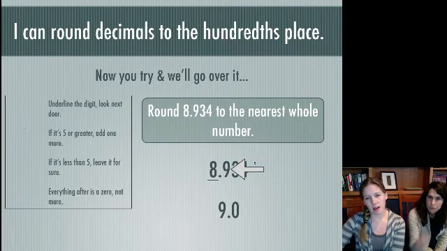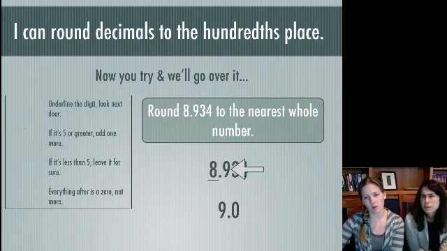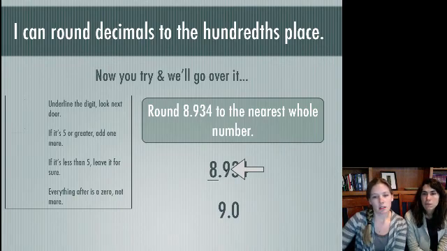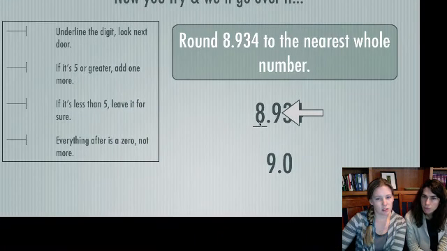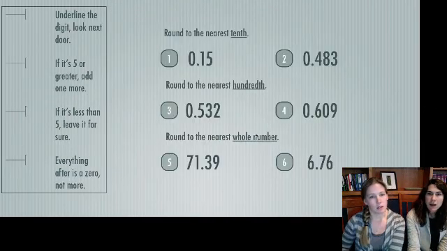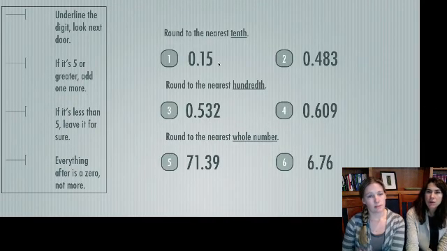Notice that the 9, the 3, and the 4 are all gone now. You don't even have to worry about those. This number could be hugely long. It could be infinite. It could be pi, 3.14, blah, blah, blah. It goes on forever. And if it says to round to the nearest whole number, you would just be rounding to this number, and everything else would disappear. All right, now you get a chance to try a few on your own.